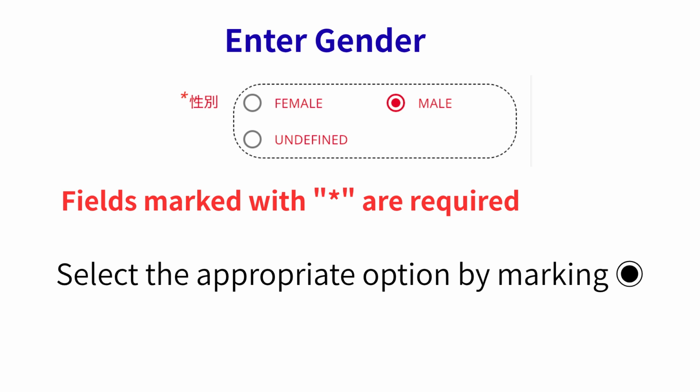Next is the gender entry. This field also has a red asterisk, so it is mandatory. Choose the option that applies to you from the following: male, female, or undefined, and check the appropriate box. Just selecting the option is enough.